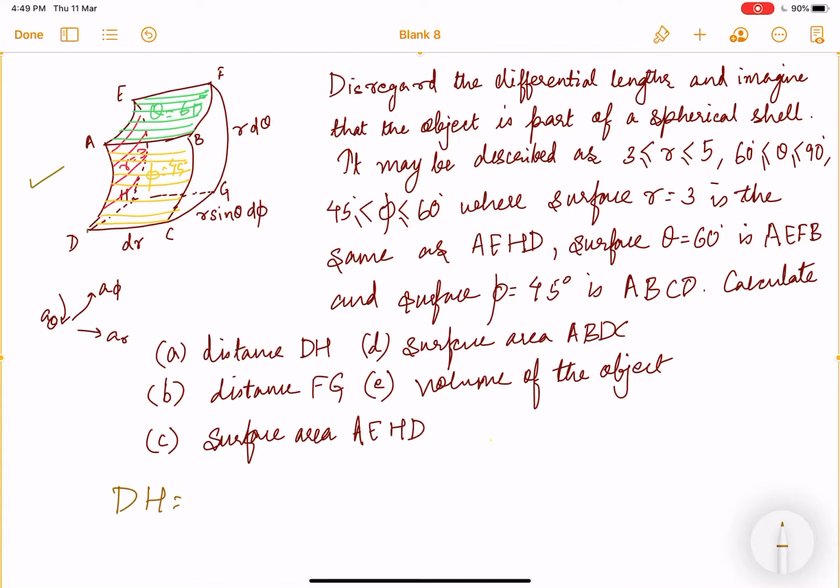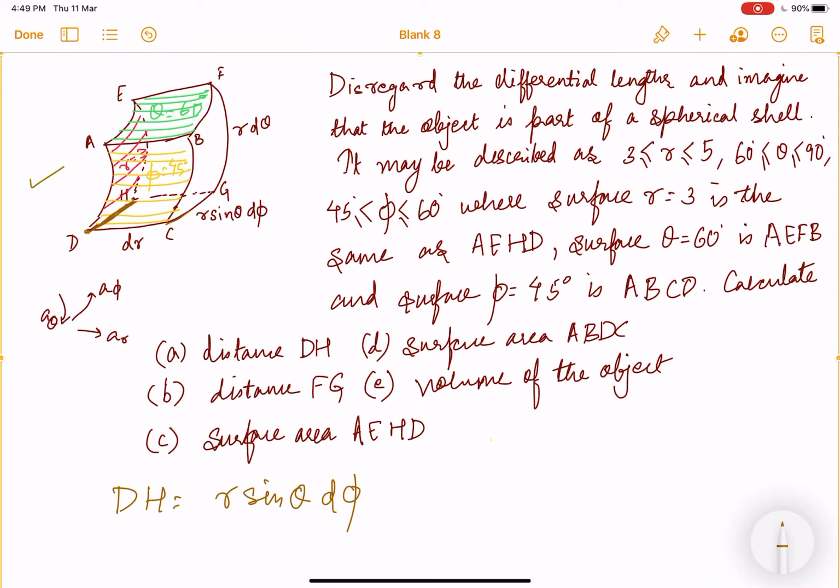See, over here this is D and this is H. So this line we have to take out. In this line, as we can see, it's part of the surface AEHD. So over here R will be 3. That's clear. DH, as you can see over here in this CG thing, it's R sine theta d phi. That means phi is variable over here. And what is constant? Your theta is constant over here.